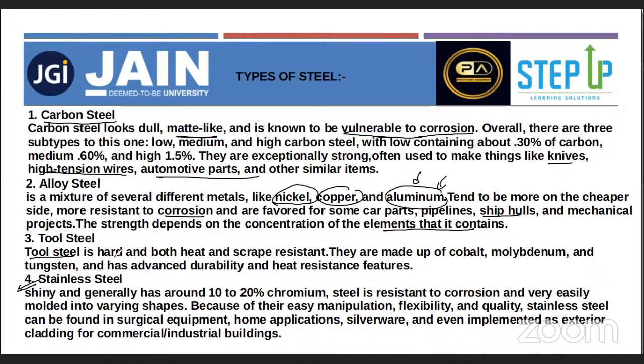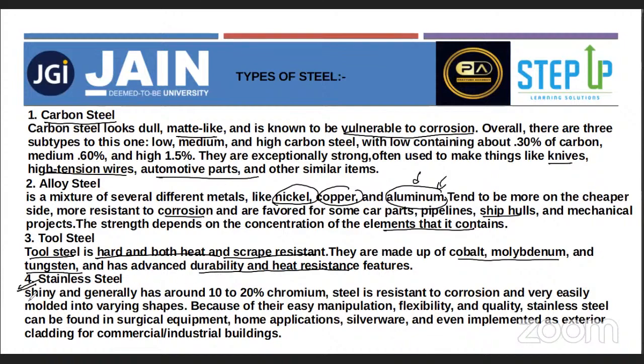Now, when I'm talking about tool steel, it is hard and both heat and scrape resistant. It is made up of cobalt, molybdenum, and tungsten. You can see all these metals present with the carbon are d-block elements, so it has durability and heat resistance. So carbon steel is the worst, alloy steel is better, and tool steel is better still. For tools like grinders and cutters, we try to use tool steel.